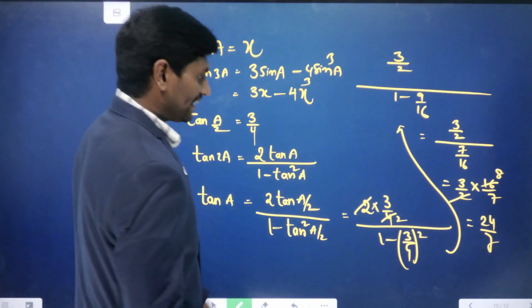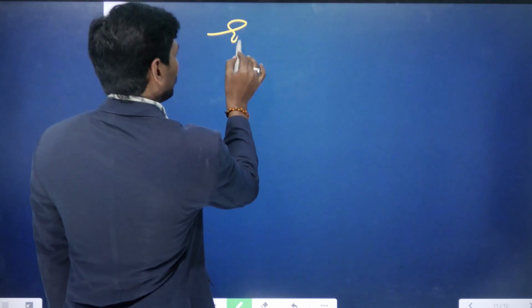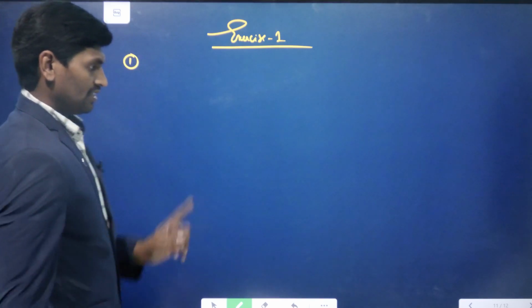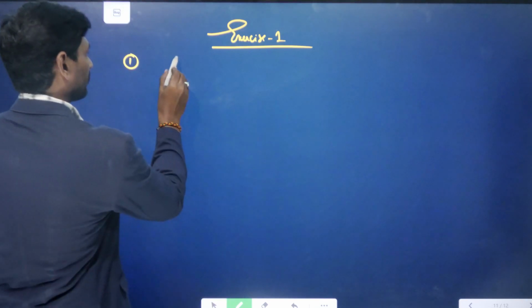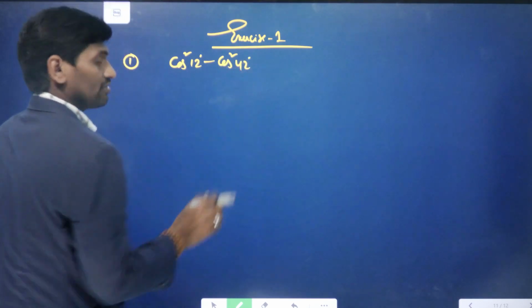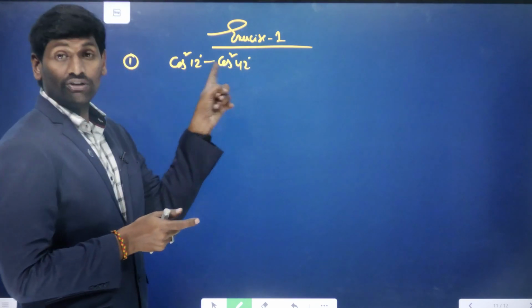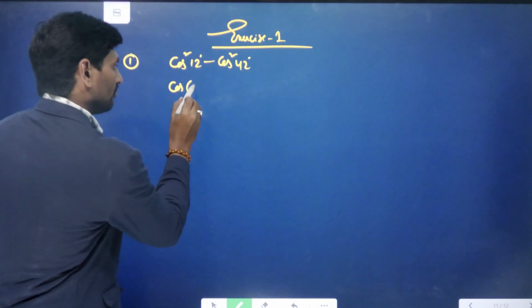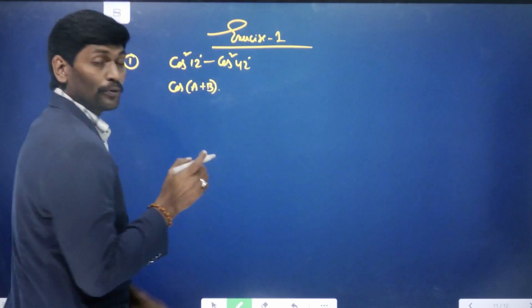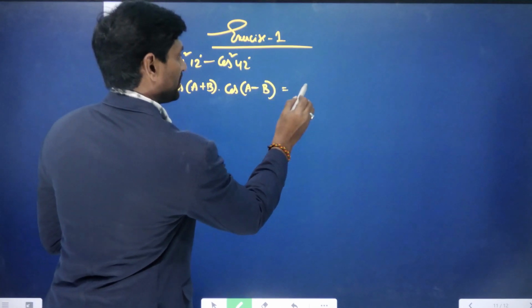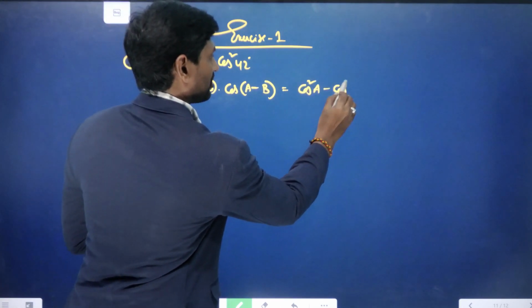Okay? Next, exercise 1 problem. What is exercise 1? The first problem is given that cos square 12 degrees minus cos square 42 degrees. Now see, are the values same or different? Different values. One is 12, another one is 42. It is clearly in the form of cos A plus B. It is a compound angles problem. Cos A plus B into cos A minus B is nothing but cos square A minus cos square B.